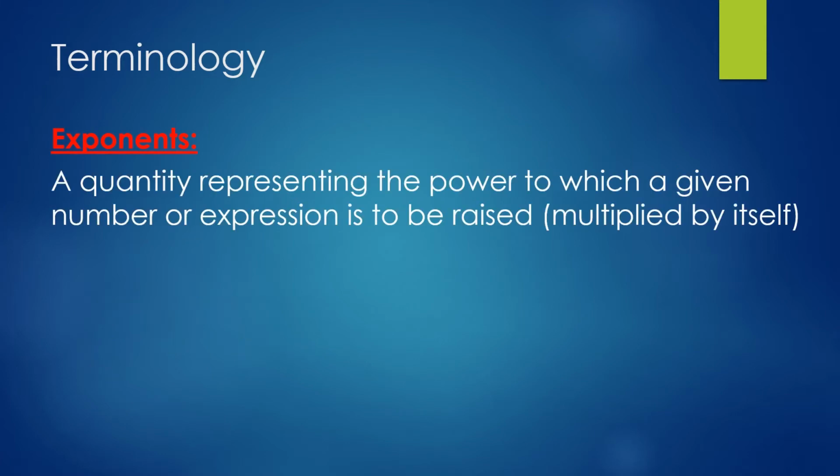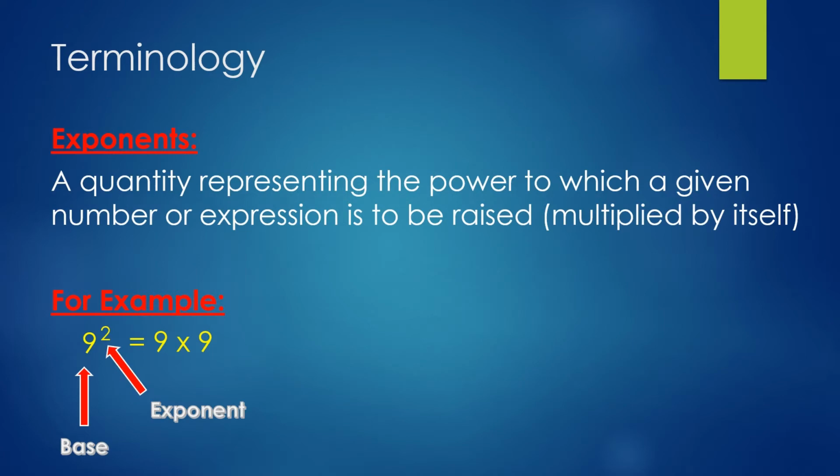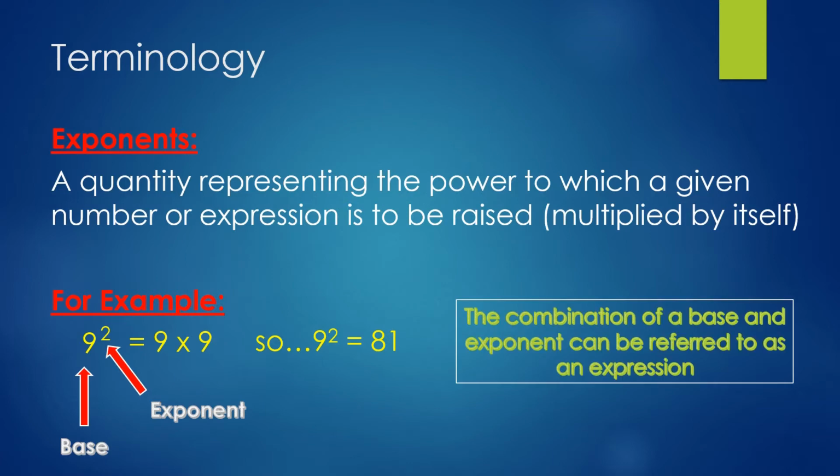Exponents. A quantity representing the power to which a given number or expression is to be raised or multiplied by itself. For example, if we have 9 as the base, and 2 as the exponent, that would mean 9 times 9. So, 9 to the second power would be 81. The combination of a base and the exponent can be referred to as an expression.